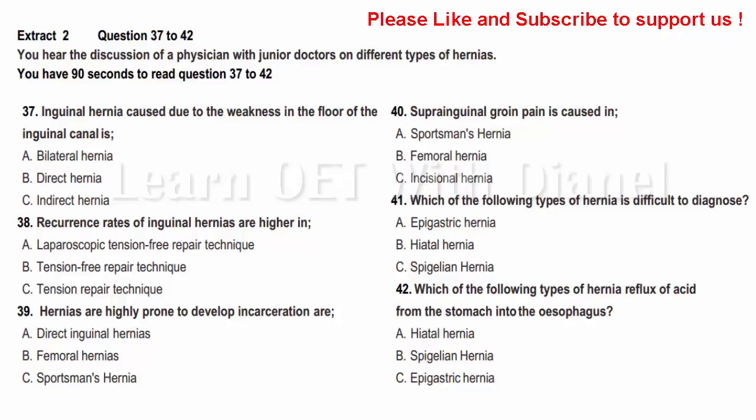Hiatal hernias are slightly different from other types of hernias because they are a weakness or opening in the diaphragm that separates the chest cavity from the abdominal cavity. These hernias cause reflux of acid from the stomach into the esophagus, resulting in heartburn, pain, and erosion of the esophagus.